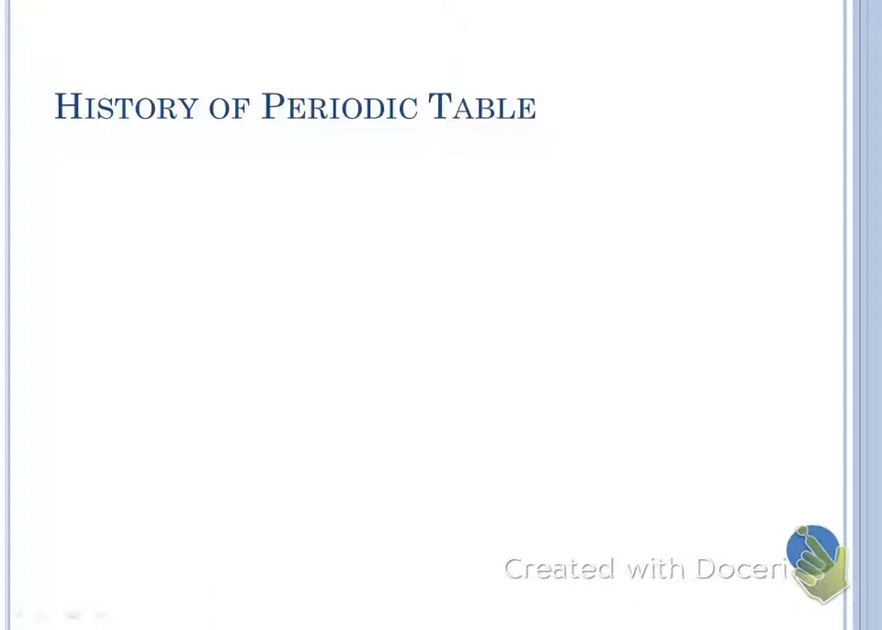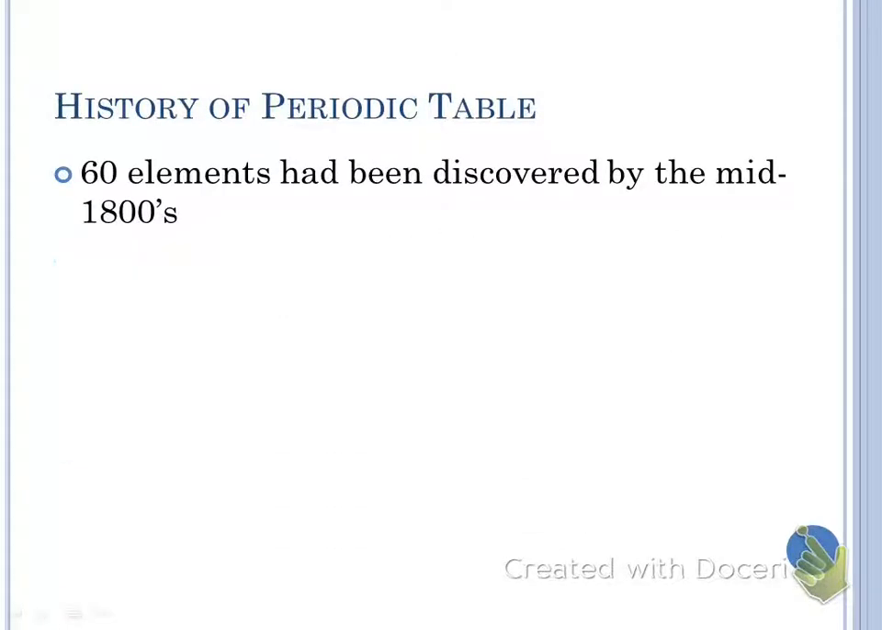This guy you might have heard of. I'll talk about him in a second. So by the middle of the 1800s, only 60 elements had been discovered. Only 60, okay? And how many elements do you see on your periodic table today? 118. 118. These guys go up here. So less than half, just under half, almost half, were discovered by the 1800s.